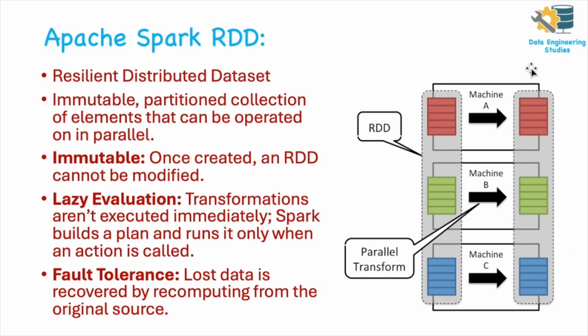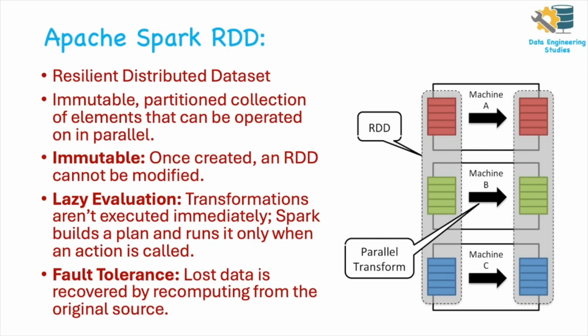RDD transformations are lazily evaluated. That means that Spark does not execute them immediately but builds a lineage or an execution plan and runs it when an action is called. RDD is fault tolerant. If a partition is lost due to node failure, Spark can recompute the RDD using original data and transformation logic. This recovery mechanism makes RDD highly reliable in distributed environments.